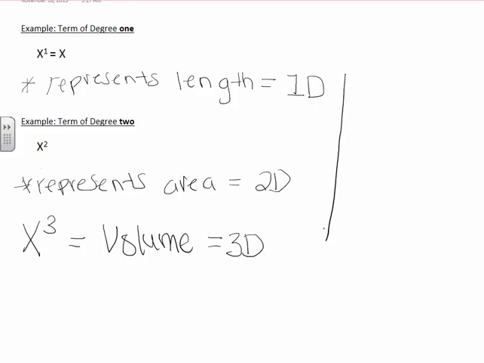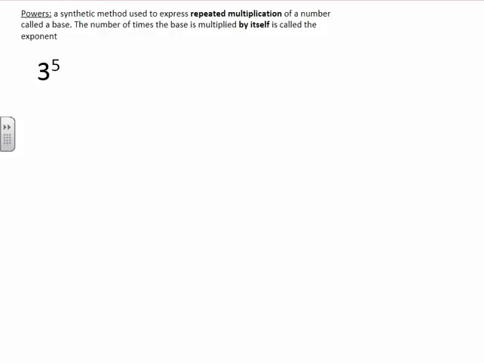Hopefully you can see the pattern that is going on here. The final section of this lesson deals with exponent laws. We're going to start with a definition. Powers, a synthetic method used to express repeated multiplication of a number called a base. The number of times the base is multiplied by itself is called the exponent.